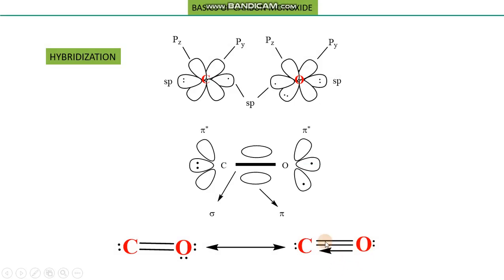But this bonding in carbon monoxide is a bit confusing, because there are two types of bonds in the same species, covalent and coordinate covalent, and we have to move toward another approach which clearly explains the bonding between carbon and oxygen without any ambiguity. That approach is actually molecular orbital theory, which is the most advanced of the theories used to explain bonding in different chemical species.